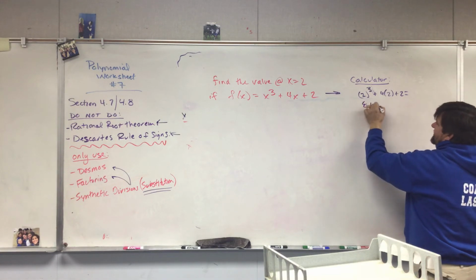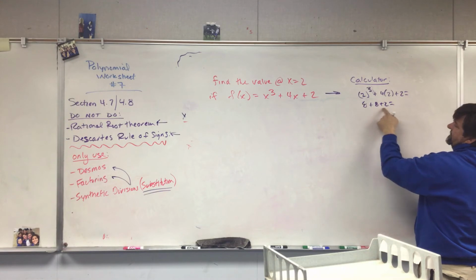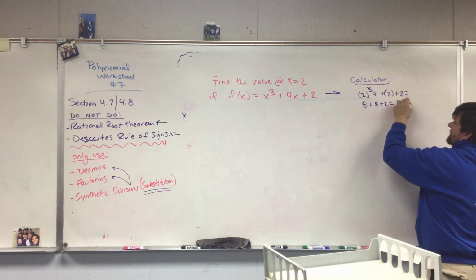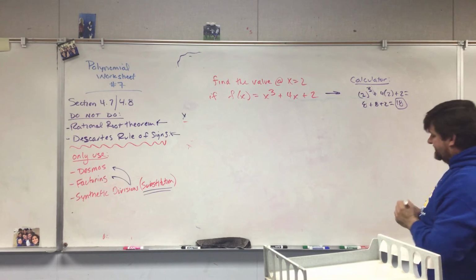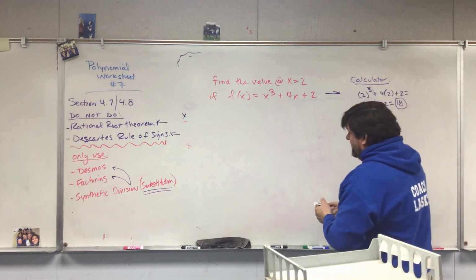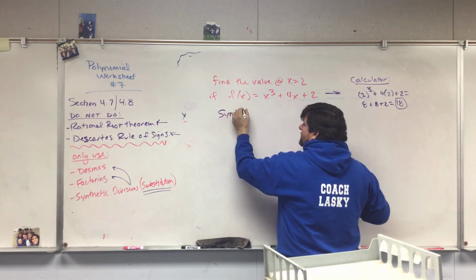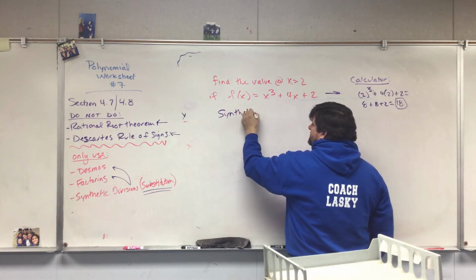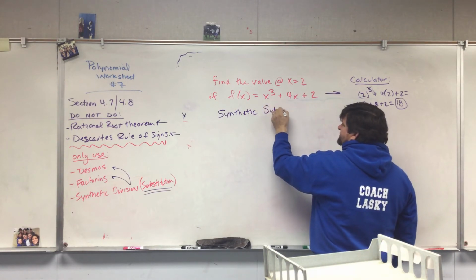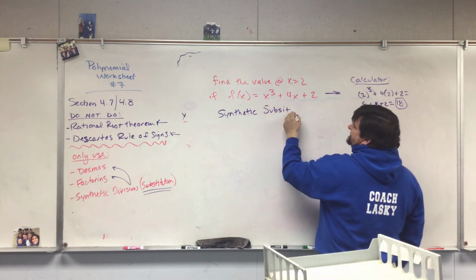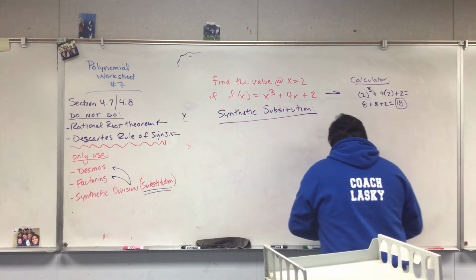So it's 8 plus 8 plus 2 equals 16, 18. You would just plug it into the calculator and you'd get that, or you do it by hand like this. Well, I'm going to show you a different method you can do, and it's synthetic. It's literally the same thing as synthetic substitution or synthetic division. This is called synthetic substitution. Substitution, I think I spelled that right. We'll figure it out here in a minute.